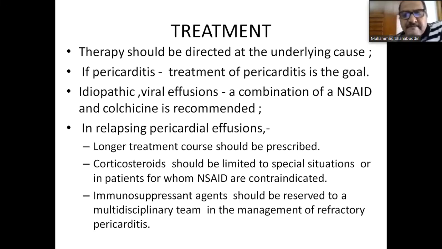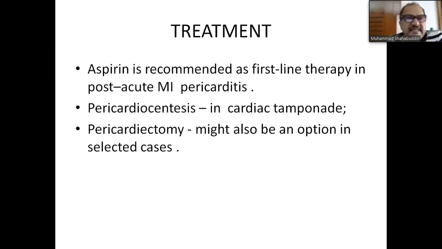Immunosuppressive agents should be reserved to a multidisciplinary team in the management of refractory pericarditis. So we can use anti-inflammatory drugs, corticosteroids and immunosuppressants depending upon the severity and relapsing condition of these patients. Aspirin is recommended as the first line therapy in post-MI pericarditis, and pericardiocentesis should be reserved for patients with large pericardial effusion or pericarditis with tamponade, a specific bacterial infection, and especially for malignant cases. Pericardiotomy might also be an option in selected cases.